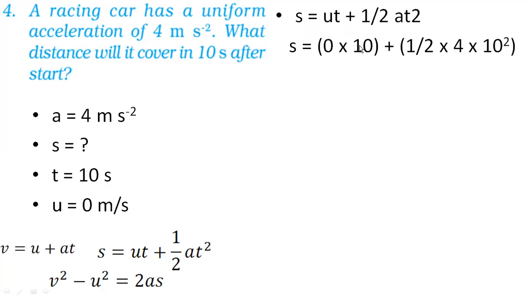The u value is 0 into 10, the t value is 10, plus half into the a value, which is 4. So I have put 4 into t square, which means 10 to the power 2. Okay? So t square is 10 square. Now I can just multiply. 0 into 10 is 0, plus half into 4 into 10 to the power 2. 10 square is 100.